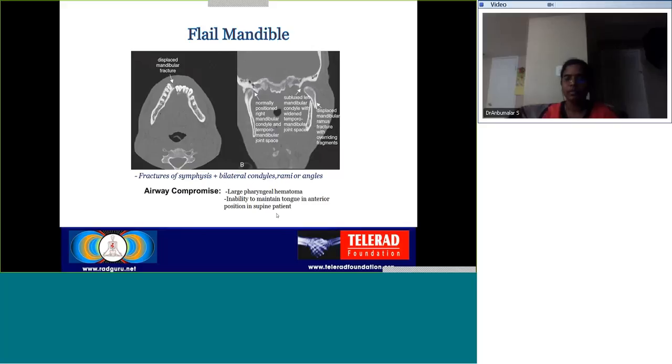Then next is the Flail Mandible. The displaced mandibular fracture is seen in the region of the symphysis because of the traction of the muscle attached to it, and there is an accessory second fracture, a displaced mandibular ramus fracture along with overriding of the fragments. This leads to resultant subluxation of the mandibular condyles, and there is a widened temporomandibular joint space. Because of these multiple components, this is called a Flail Mandible.